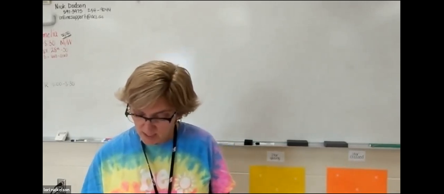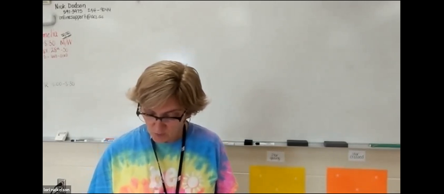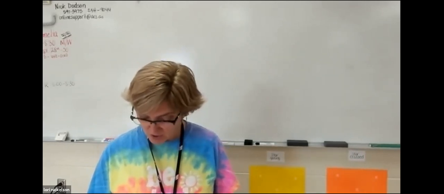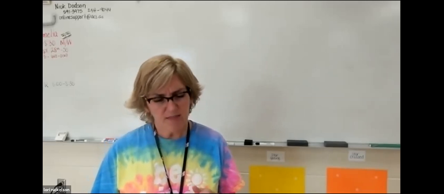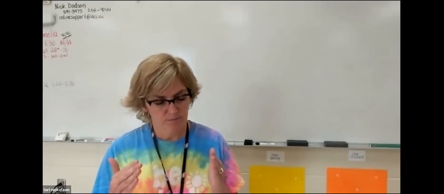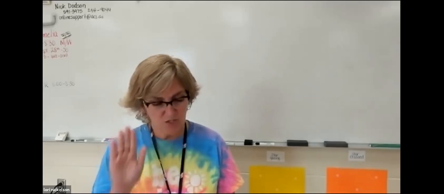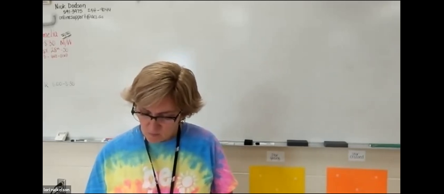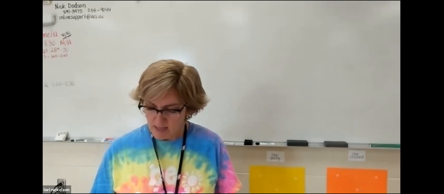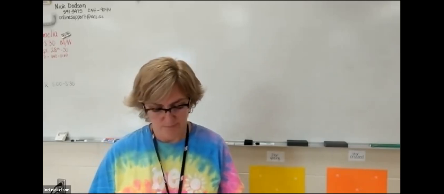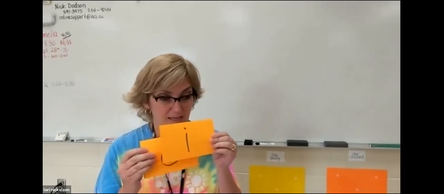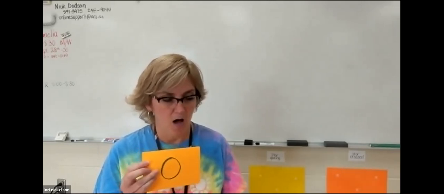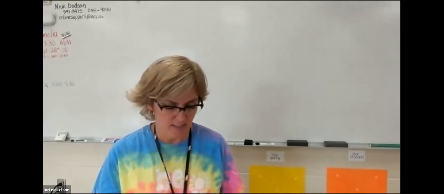So what you're going to do is I'm going to say a word, and you're going to hold up the vowel sound you hear in that word. Remember, the words that we have are just 3 to 4 letter words, and the vowel comes in the middle of the word. So when you hear the vowel, just hold up your card, all right? So remember our vowel sounds: the I sound, E sound, O sound, U sound, and the A sound.